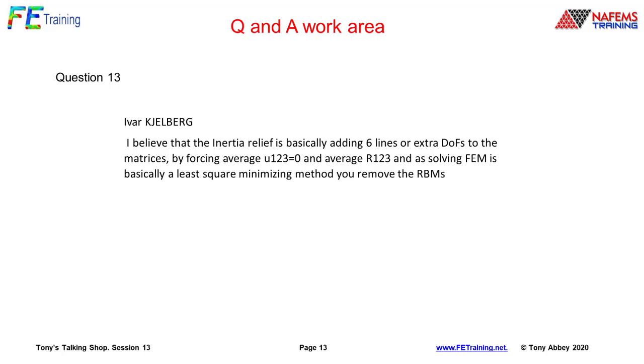Ivan makes the comment, I believe the inertial relief is basically adding 6 lines or extra degrees of freedom to the matrices by forming average U1, 2, 3 equals 0 and average rotations, and solving the rigid body modes as a basic least squares minimization method. You remove the RBMs. Yes, it's doing something like that.